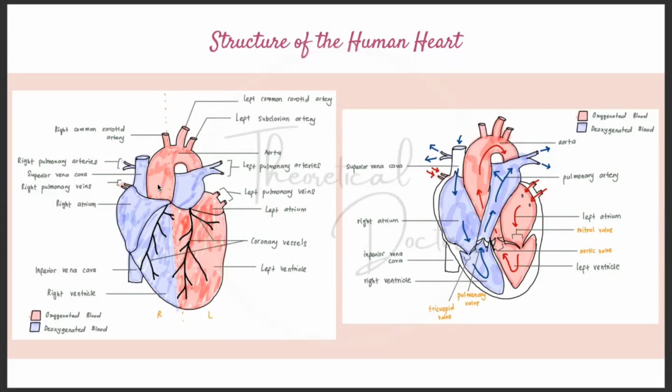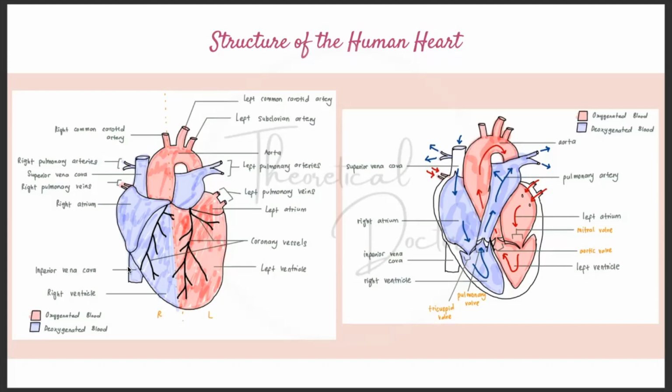So this is the aorta, and the aorta has three branches. You have the right common carotid artery, the left common carotid artery, and the left subclavian artery. This is the pulmonary trunk, and the pulmonary trunk will then branch out to the pulmonary arteries. On the left side, you have the left pulmonary arteries, and over here you have the right pulmonary arteries.